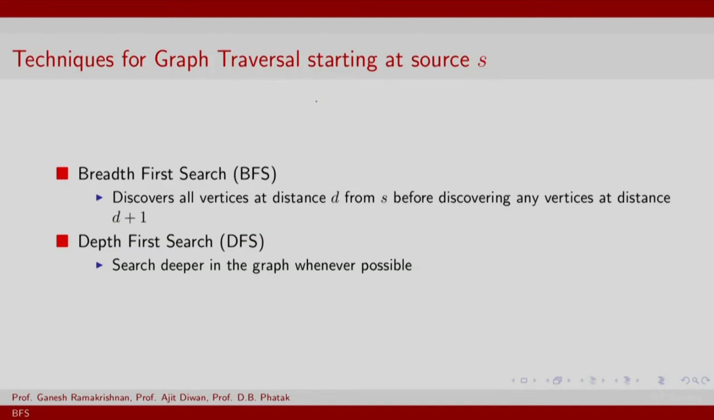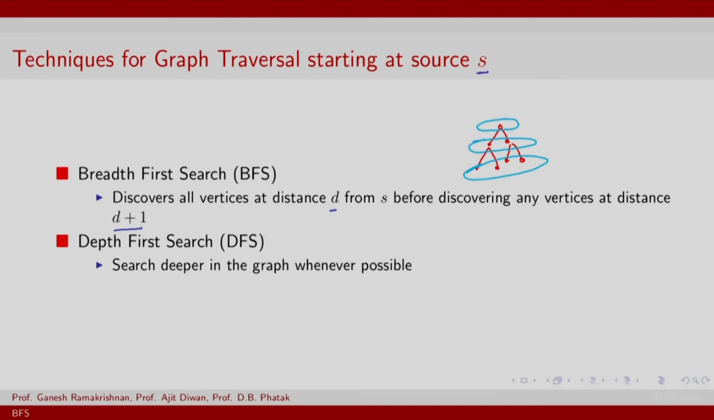So there are two very well known techniques for graph traversal. When you begin at some source node S, what we will discuss today, breadth first search, as the name says, discovers all vertices at a particular distance d from S before discovering any vertices at distance d plus 1. So the idea of breadth first search is to discover nodes in the graph slice by slice. So this is the node at depth 0, this is the node at depth 1, these are nodes at depth 2, and so on.